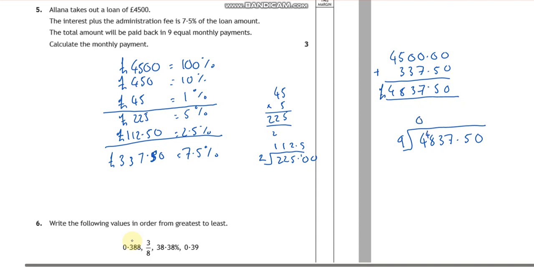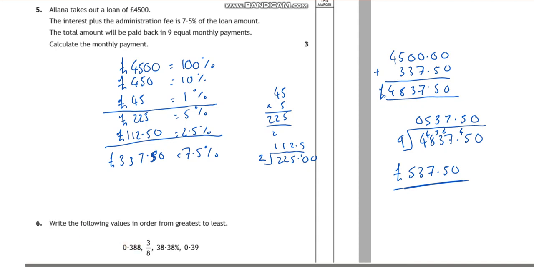So what's that going to be? 9 5s are 45, carry the 3, and 9 4s are 36, so 9 3s are 27, carry the 6, and 9 7s are 63, carry the 4. Oh, fantastic, and 9 5s. I was thinking eventually this better round out. There we go. So that's going to give me 537.50.